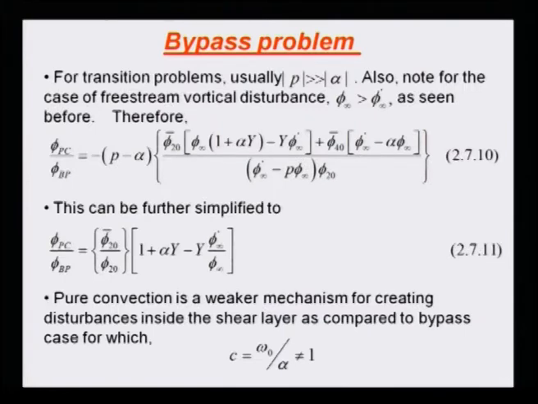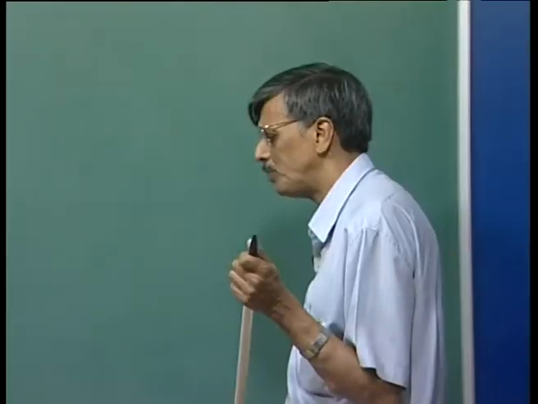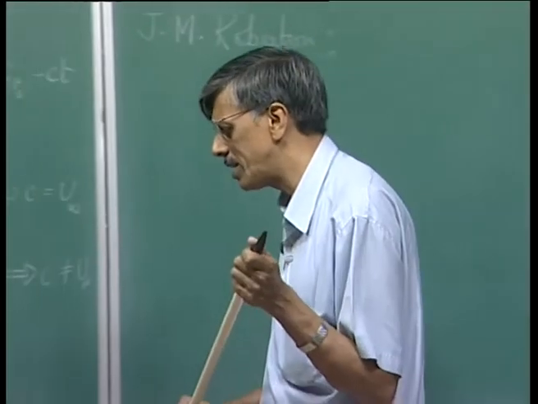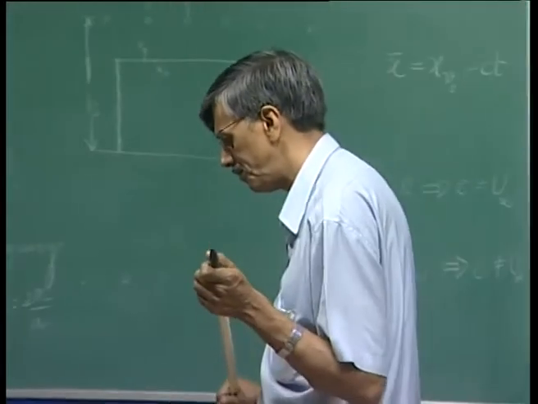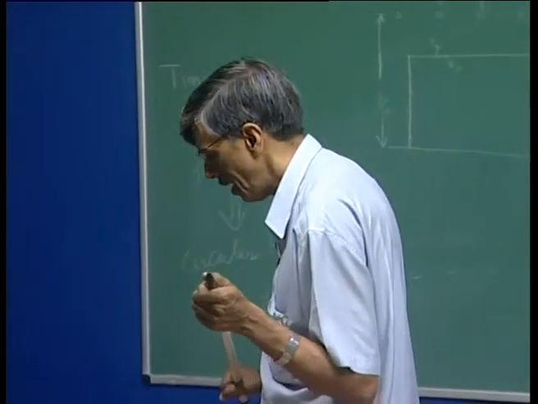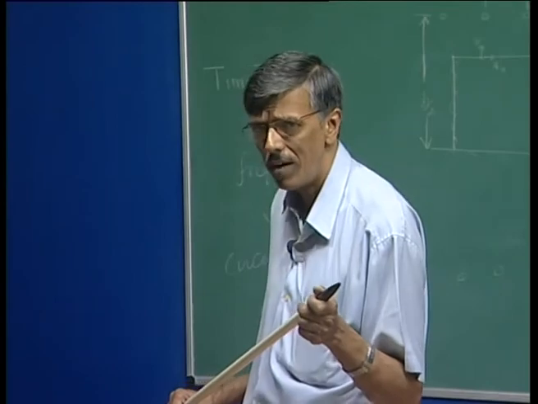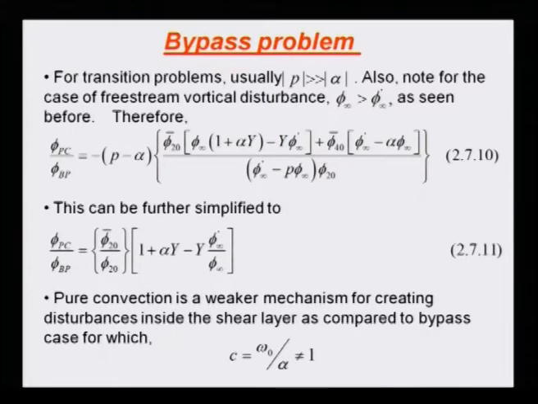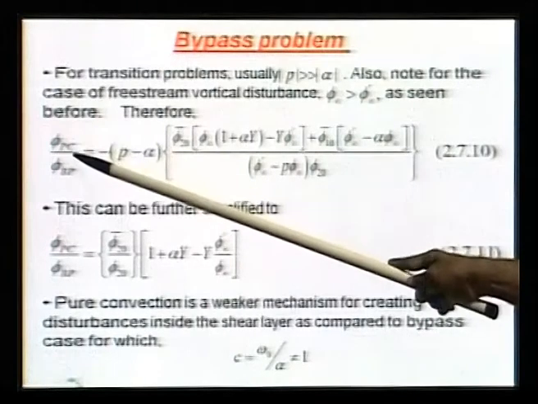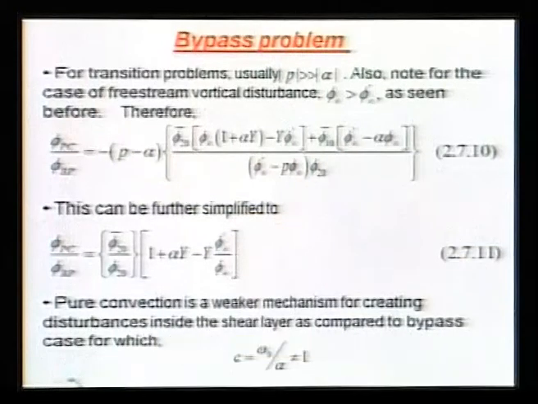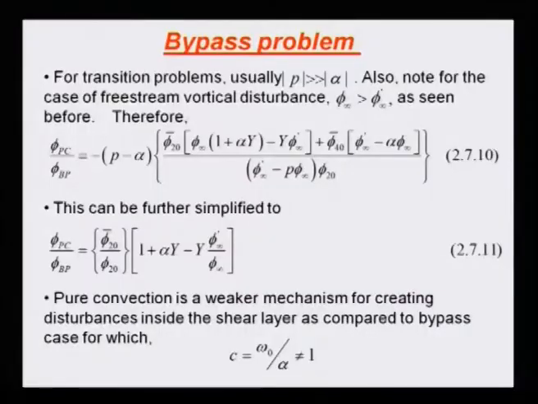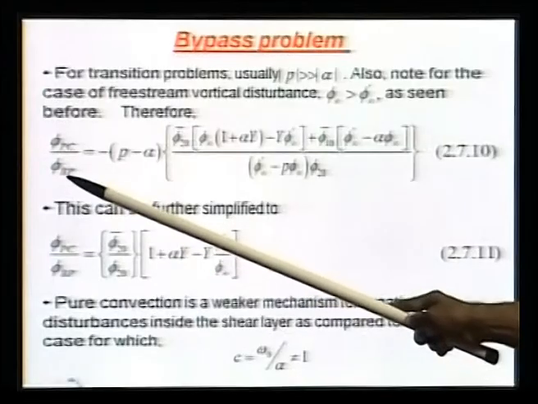So that's not a big deal. Now, what has happened here? We have calculated the effect of inviscid vortices at the wall. That's what we call phi PC. Now, we have just calculated, if there are viscous vortices going, what is the equivalent excitation at the wall, which we call phi BP.